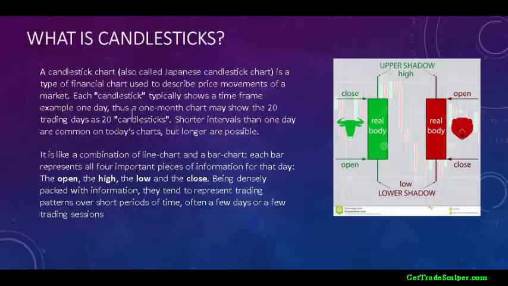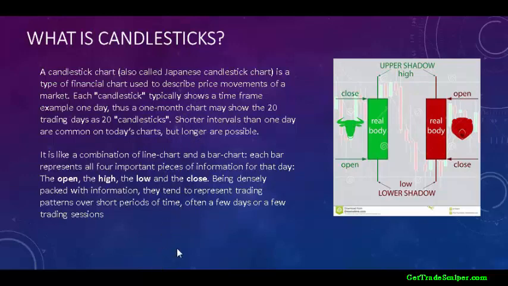And what is candlesticks? A candlestick chart, also called Japanese candlestick charts, is a type of financial chart used to describe price movement, its actual price action, price data of the markets. Each candlestick typically shows a time frame. It could be a daily chart, it could be a monthly chart, or even intraday charts on shorter intervals.